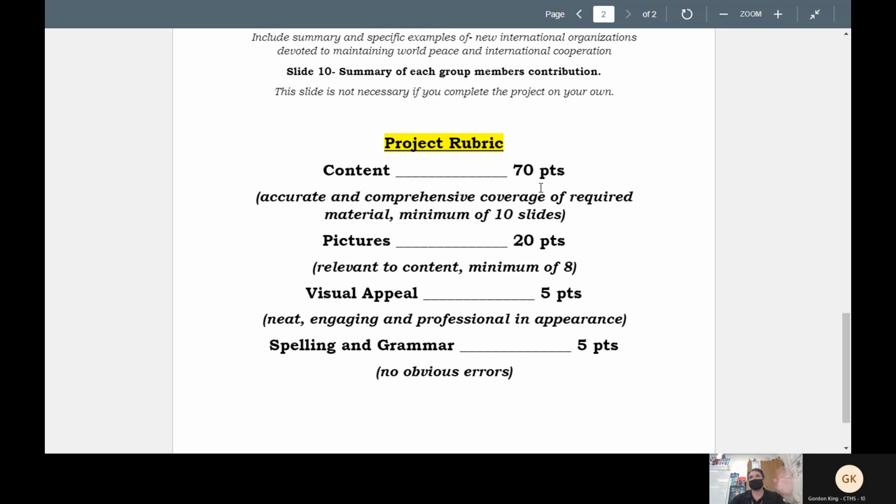Pictures. PowerPoint's pretty lame if you don't have pictures, so find some pictures that tie to the various topics that you're presenting over. Need a minimum of 8 pictures. Again, they do need to be relevant to the content. It can't just be random stuff.